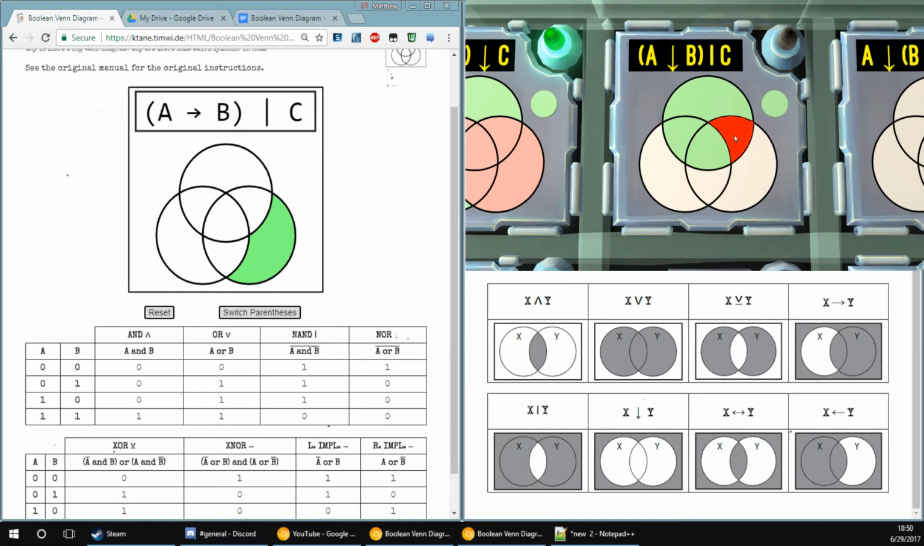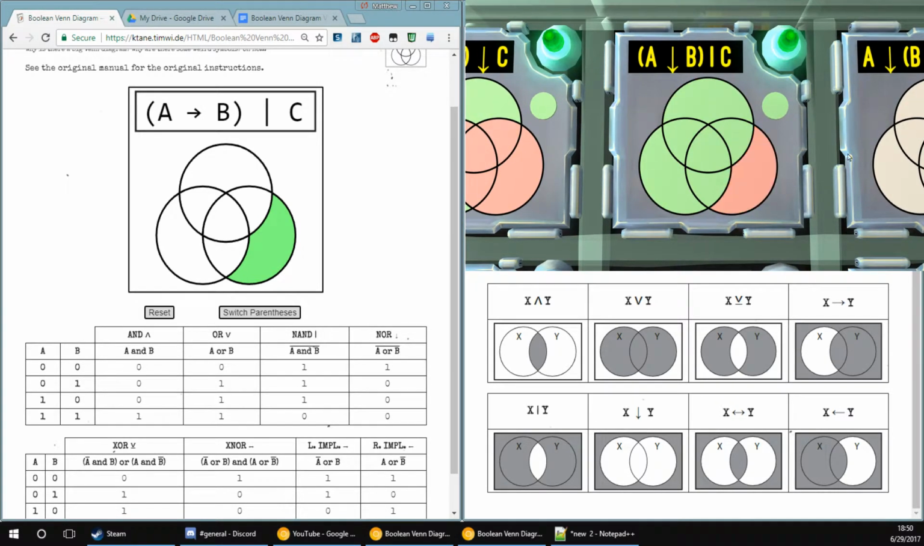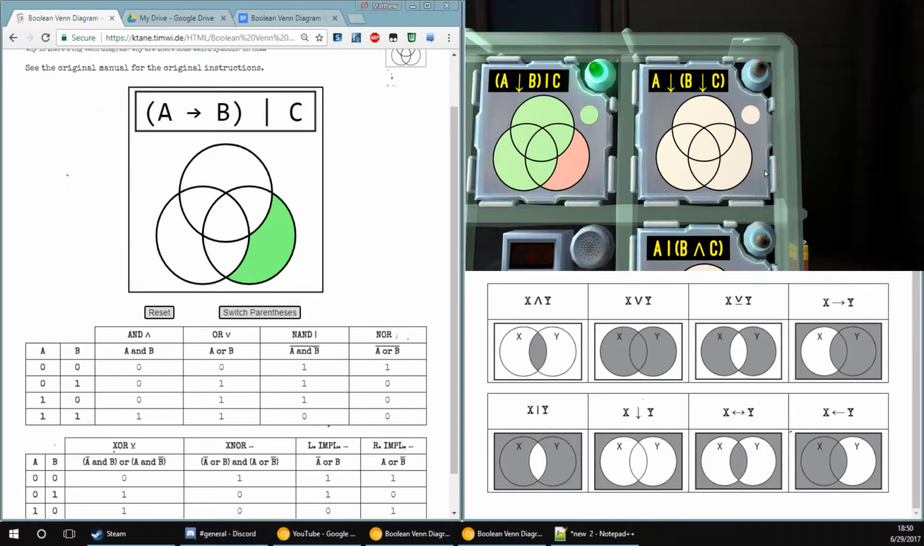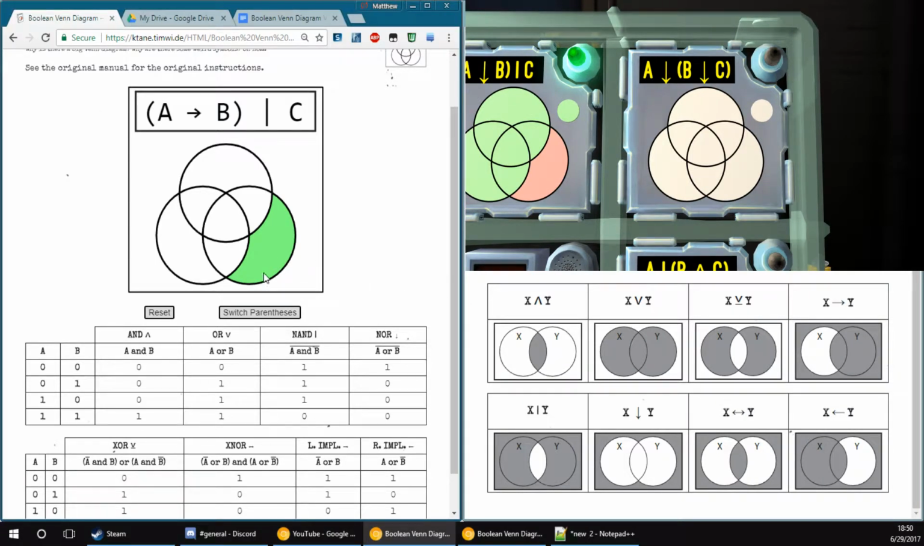So I can do that on the bottom, and there we go. Now I'm going to do a few more. So now we have B and C in the parentheses, so we're going to do those first. We have B NOR C NOR A. So first of all, B NOR C, if we remember what the Venn diagram looks like for that one.